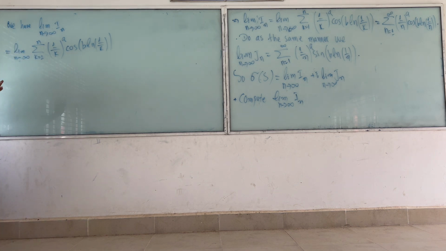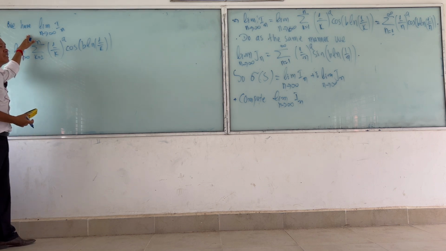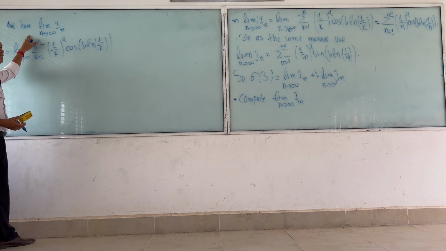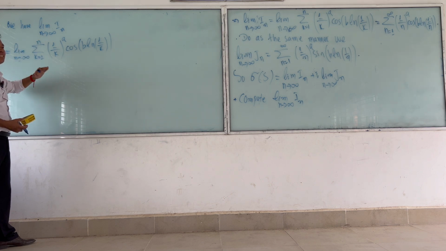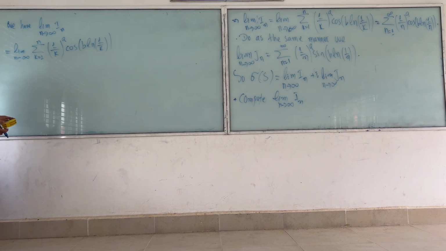So I can tell you here, to compute the limit as n goes to infinity of In, I will use the Riemann integral definition. And to use the Riemann integral definition, you have to choose some interval, and then you have to choose one partition of that interval. Then we can use the definition of the Riemann integral, right?